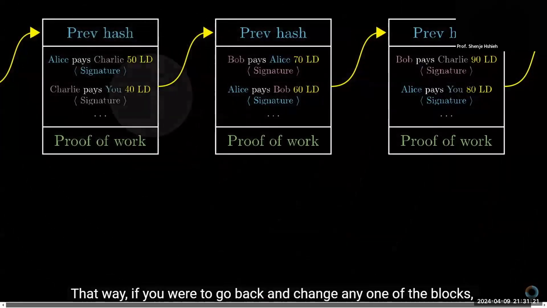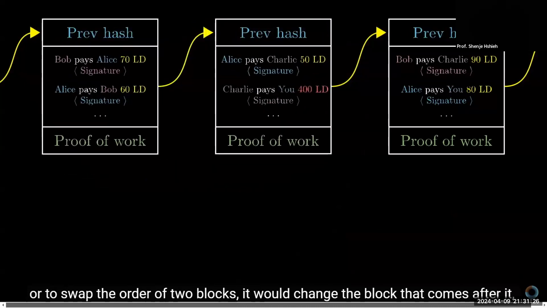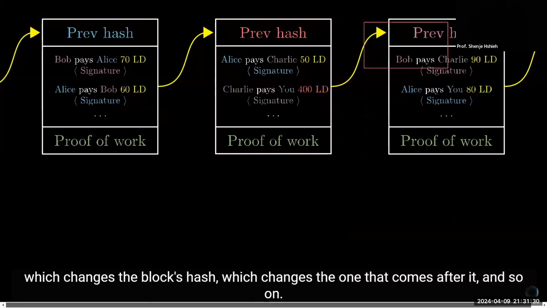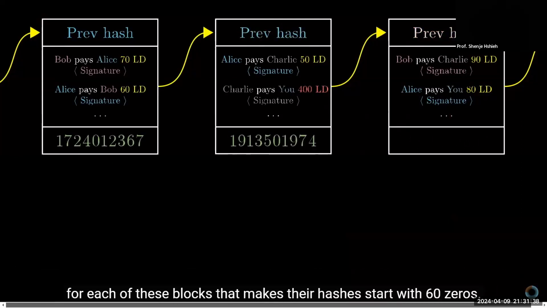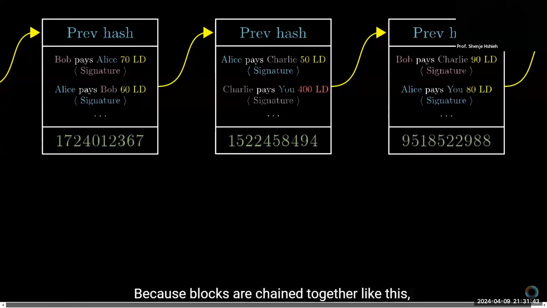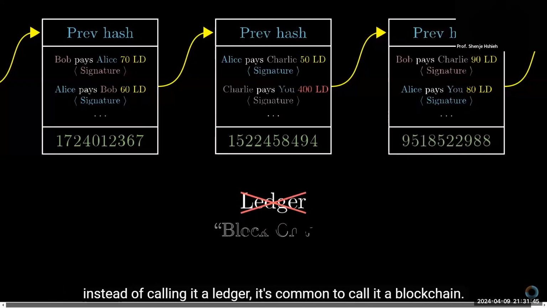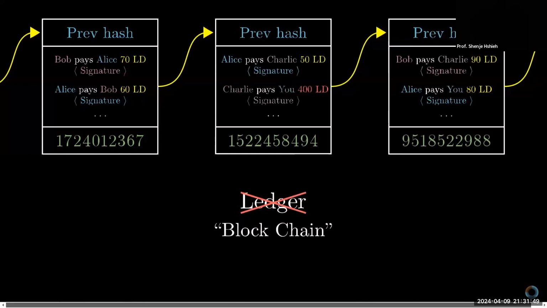That way, if you were to go back and change any one of the blocks, or to swap the order of two blocks, it would change the block that comes after it, which changes that block's hash, which changes the one that comes after it, and so on. That would require redoing all of the work, finding a new special number for each of these blocks that makes their hashes start with 60 zeros. Because blocks are chained together like this, instead of calling it a ledger, it's common to call it a blockchain.